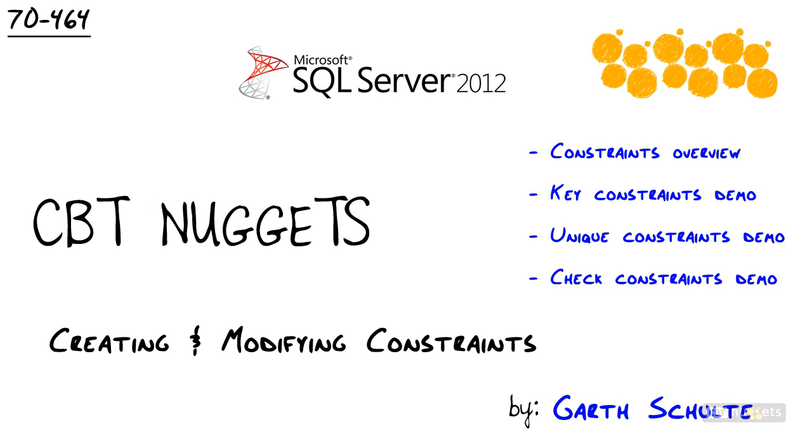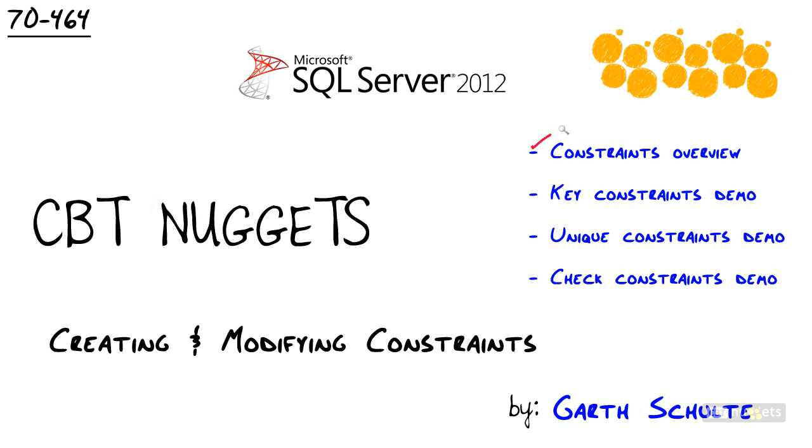Creating and modifying constraints. This nugget is all about enforcing data integrity using constraints at various levels. There are two objectives in 70-464 that deal with data integrity. This one is really focused on understanding the different kinds of constraints, how they work, and actually using them and building them. The second one, later on down the road in this course, we'll look at how to design for data integrity. So we'll kick this nugget off with an overview of constraints.